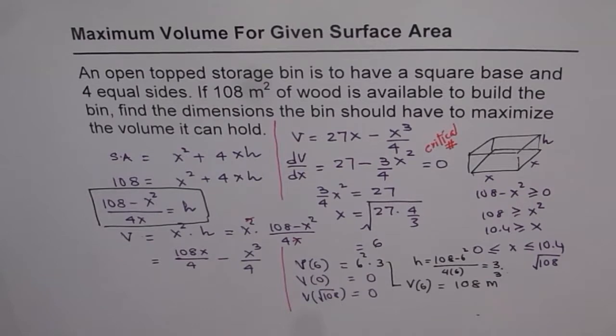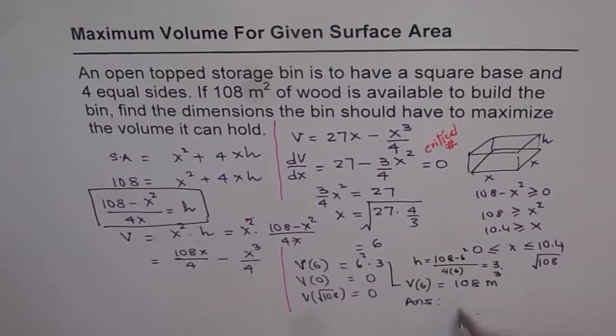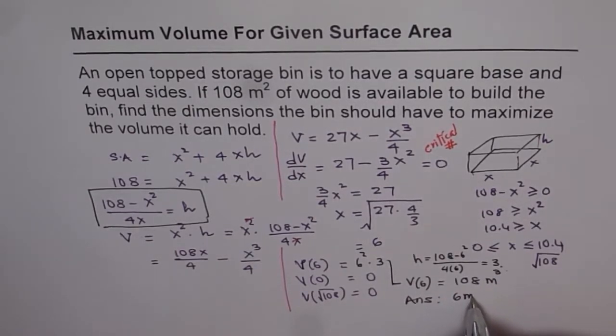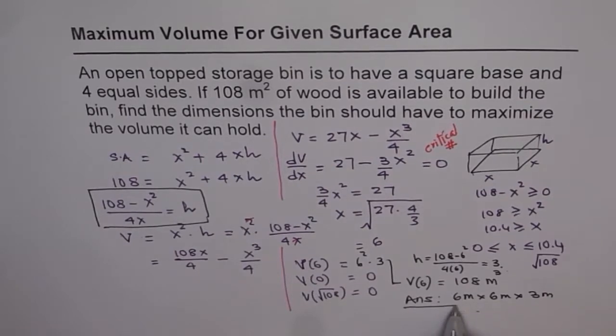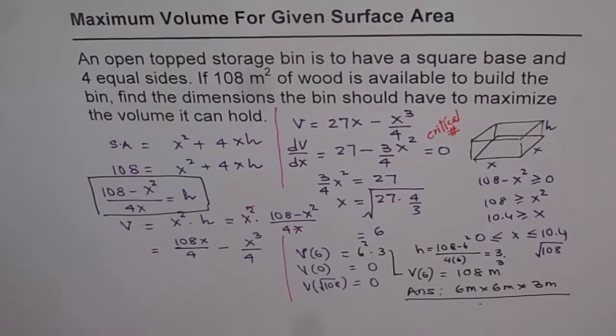It's kind of the same as the surface area. That's interesting. So we can give our answer as the dimensions are that the sides of the base are 6 meters. So 6 meter by 6 meter by 3 meter, right? That's the height. So that is the answer for us. Have a good look at it. And we get the same as the surface area. That is very interesting. Thank you.